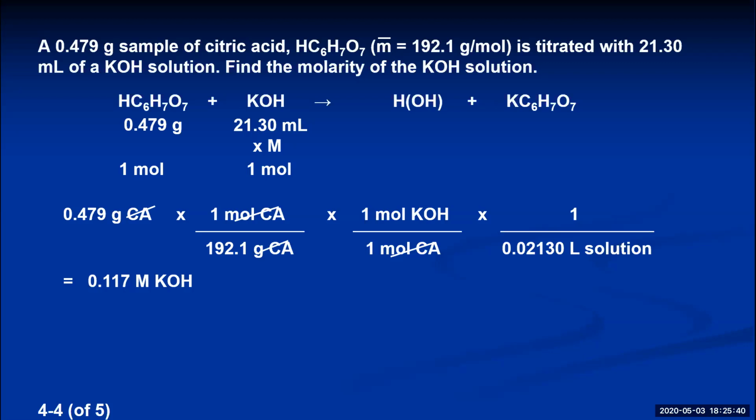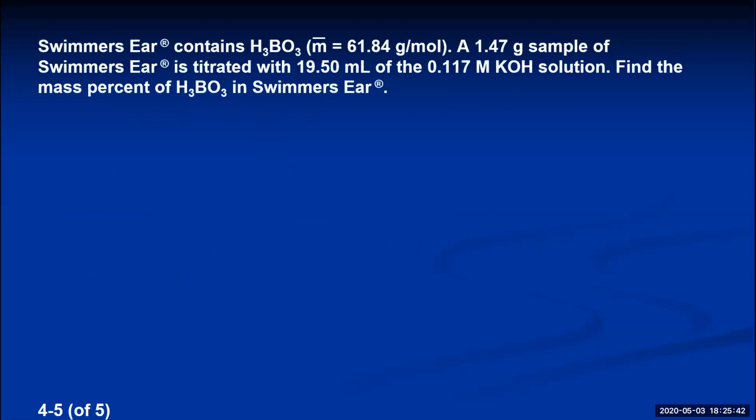Let's try one more stoichiometric calculation. Swimmer's Ear, trademark, contains H3BO3, which is actually boric acid. In parentheses, its molar mass is 61.84 grams per mole. A 1.47 gram sample of Swimmer's Ear is titrated with 19.50 milliliters of the 0.117 molar KOH solution. Find the mass percent of boric acid in Swimmer's Ear.